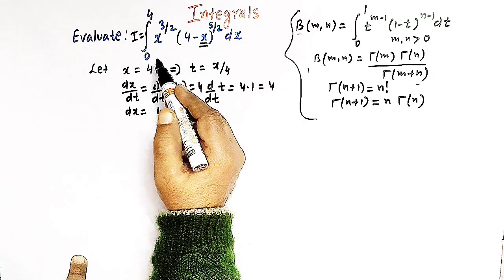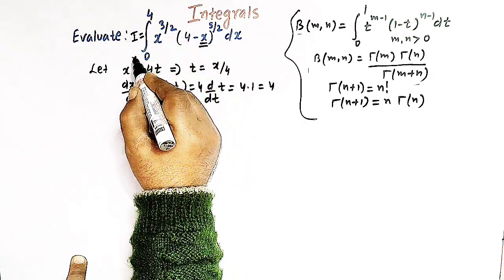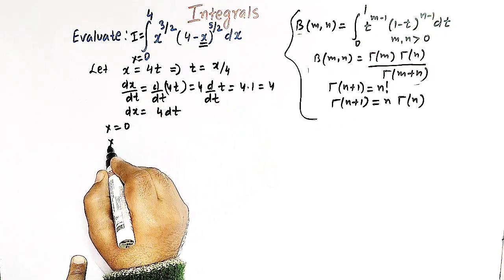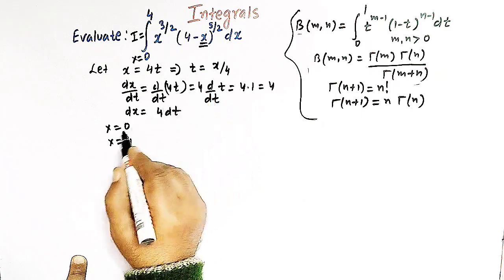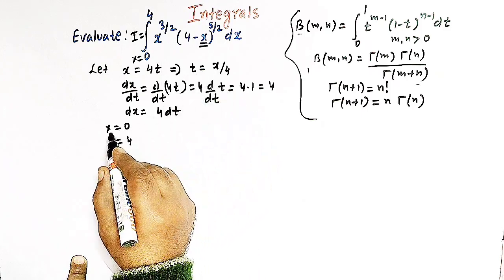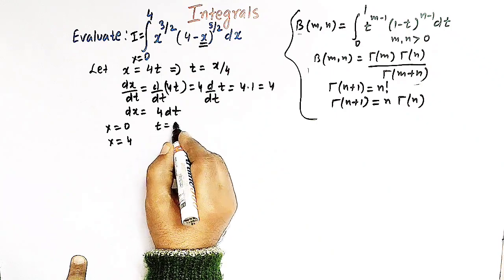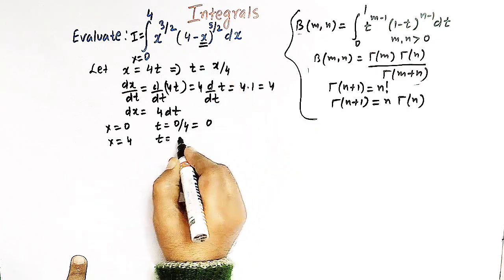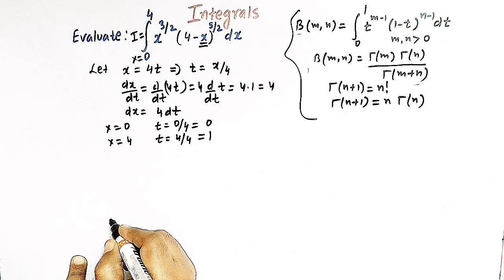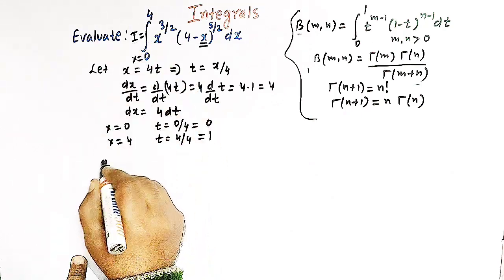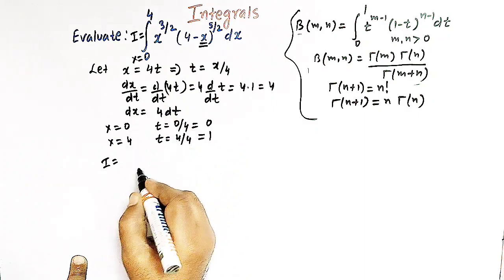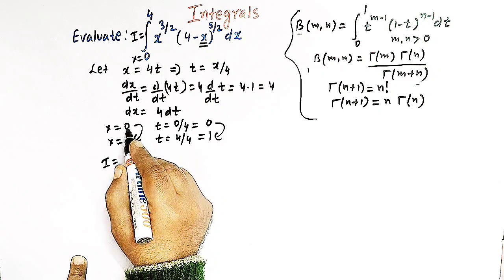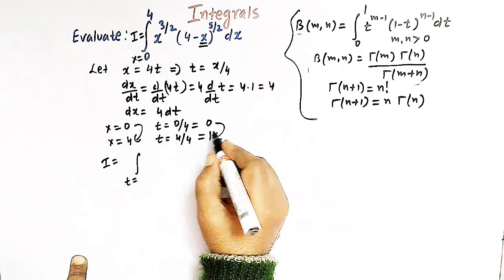Now let us change the limits, because here x varies from 0 to 4, and we can find the value of t using this relation. When x is equal to 0, t is 0 over 4, that is 0. And when x is 4, t is 4 over 4, that is 1. So now let us write this integral I in terms of t. We can write the limits from 0 to 1, because when x changes from 0 to 4, t goes from 0 to 1.